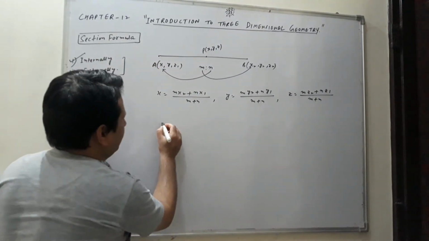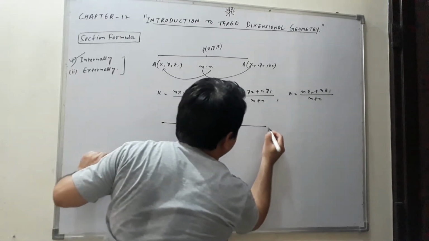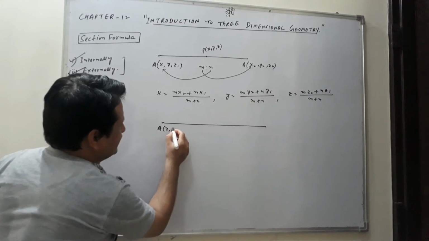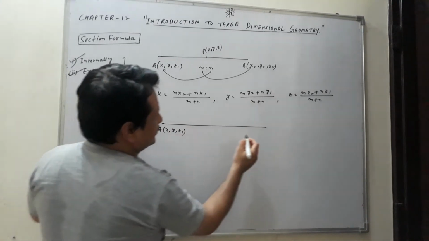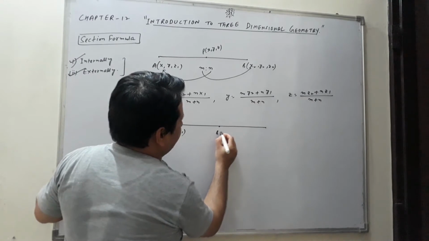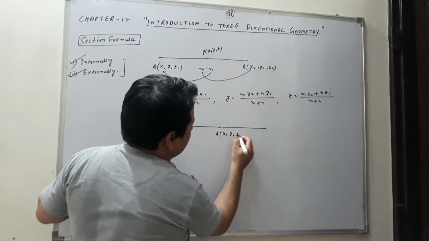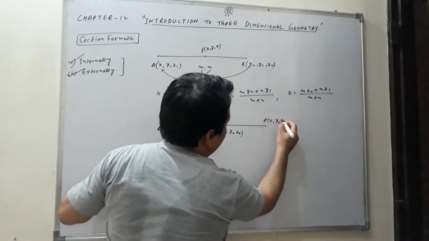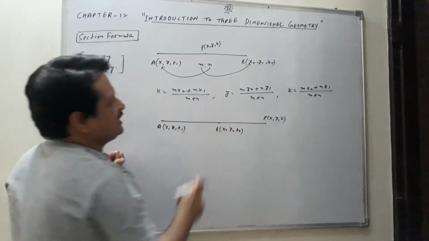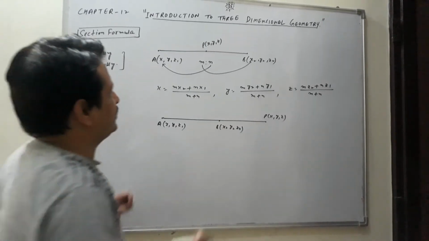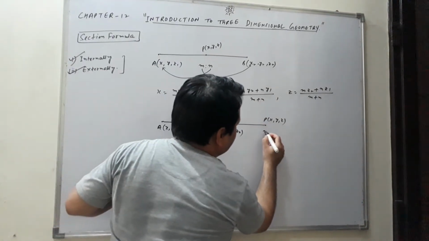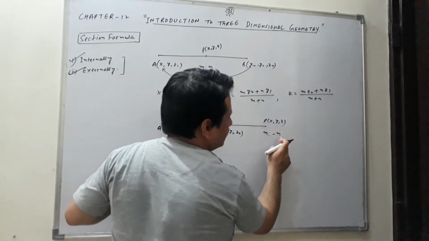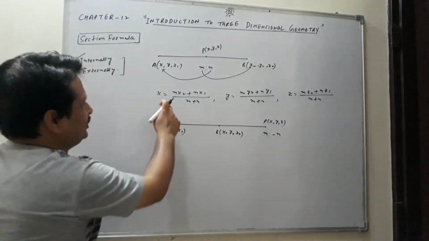Now students, in the second case, this is the point A, that is x1, y1, z1. This is the point B that I am taking here, that is x2, y2 and z2. And here is the point P, that is x, y and z. Now it is dividing externally. So what will be the change there, that I want to tell you. In that case, this n will become minus n. And what is the change in the formula?